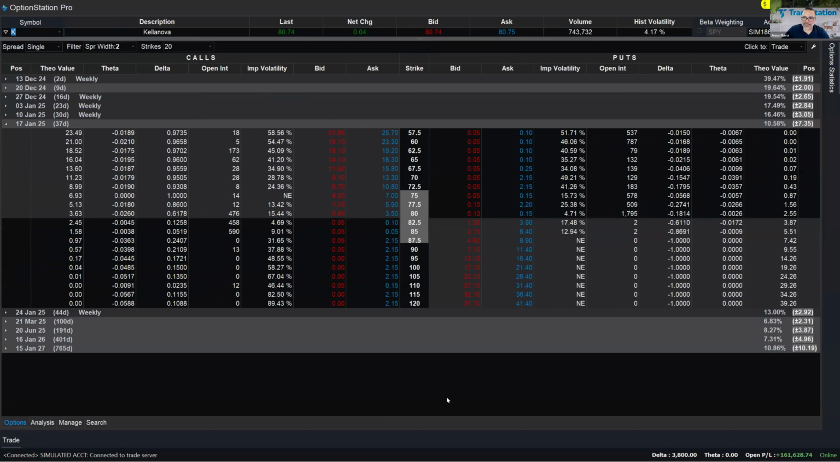Sometimes if there's not a lot of trading volume, you may get some values that are skewed. For example, here we have NE, which doesn't have enough historical data to calculate correctly, but the prices here are lower than the theoretical value. So it means that they are cheaper.